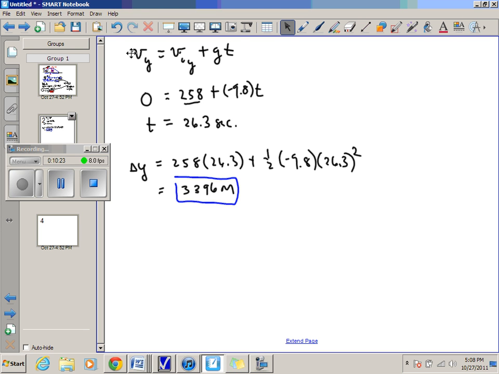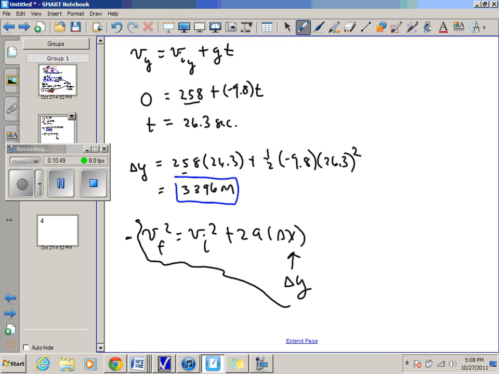Some of you may have already realized that there's another way you could have calculated this and saved yourself a step. You might remember this old equation that we used to have: v final squared equals v initial squared plus 2 times a times delta x. This delta x would then be what we are now calling delta y. V final is 0, v initial is this value, 258, acceleration is negative 9.8. So you could have adapted this equation to projectile motion, and it would have saved you a step. But I've shown you the classic way to do that problem here.